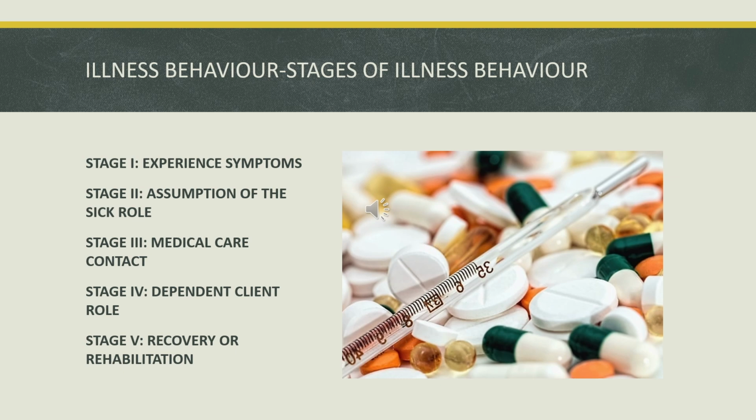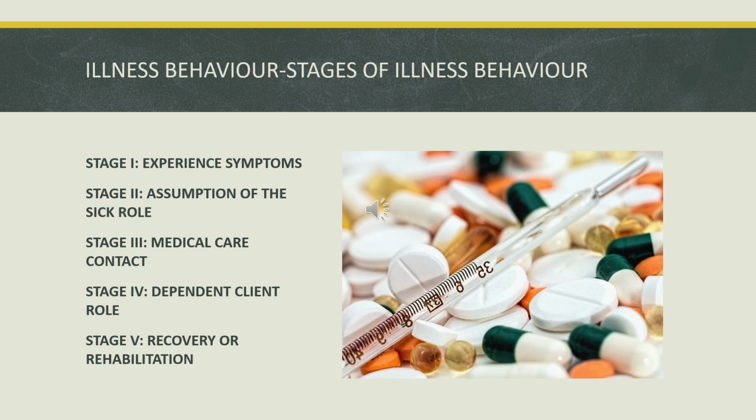Illness behavior means the way the sick person acts, or how the sick person behaves. Different people will act in different ways, maybe to the same type of illness. It involves how they interpret the disease, how they view the symptoms, and how they use the treatment modalities to cure their disease. All this lies under illness behavior. Here there is a model which describes 5 stages of illness behavior.